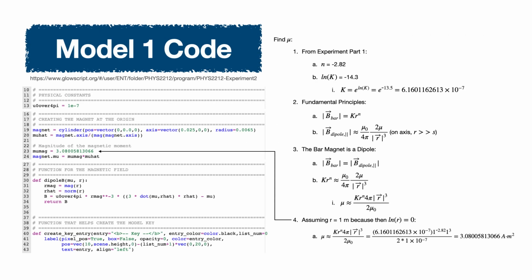Displayed here is the first part of the code behind the model. On the left is the physical constant mu0 over 4 pi at the top, the code behind the magnet below that, and the functions for calculating the magnetic field and model key at the bottom. And on the right is how mu, the magnet's magnetic dipole moment, was calculated.